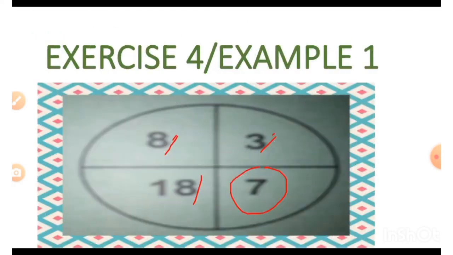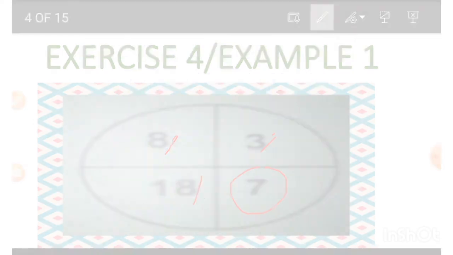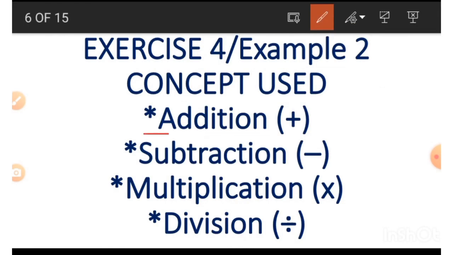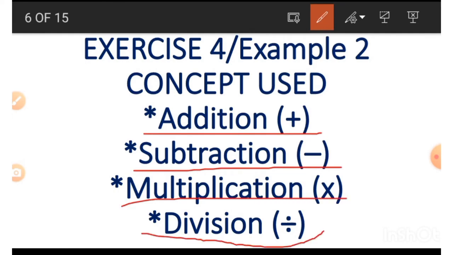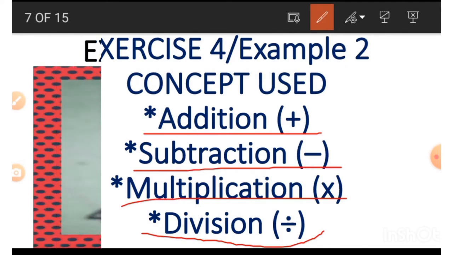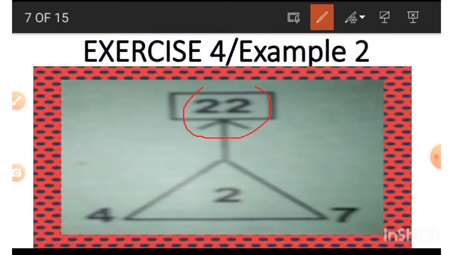Alright, now let's move to the next example, example 2. In this example 2, we are using 4 concepts here: addition, subtraction, multiplication, and then division. Now let's see what we have in example 2. Looking at this triangle, we can see the 22 on top and 3 other numbers under. There's a 2 in the triangle and 4 and 7 at the side or base.